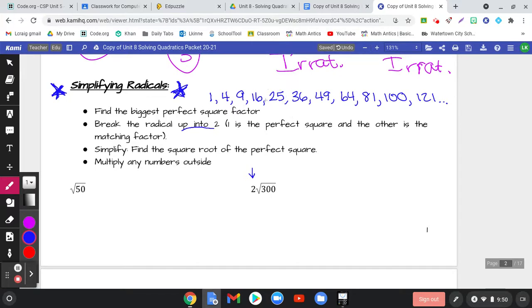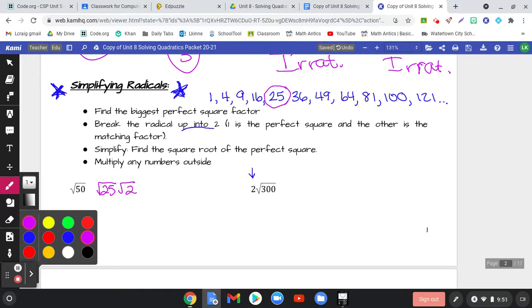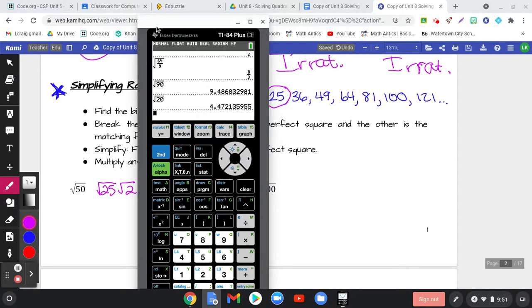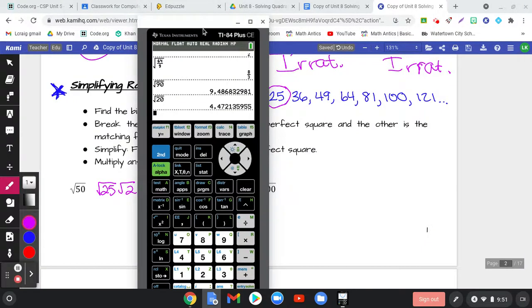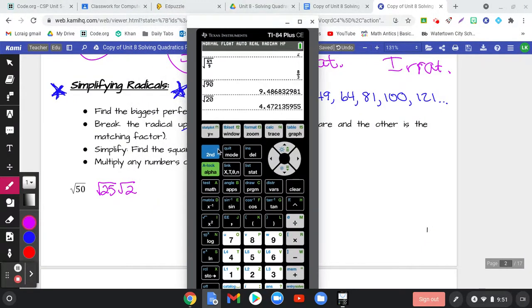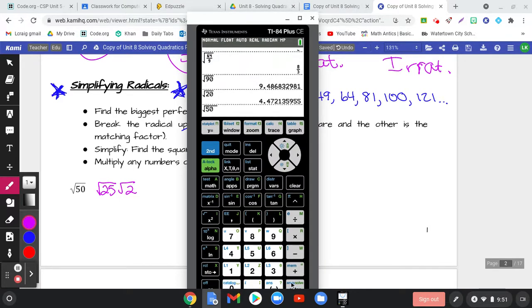So 25 goes into 50, right? So I'm going to break this up. Instead of writing 50, I'm going to write 25 times 2, because 25 times 2 is 50. Because if you look, if I do the square root of 50, it's irrational, so we need to simplify it.